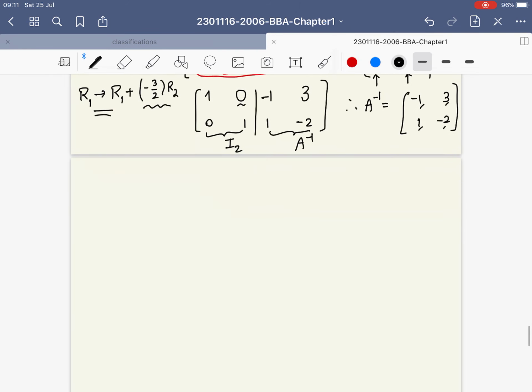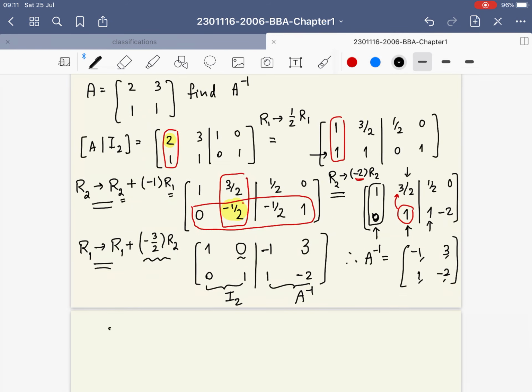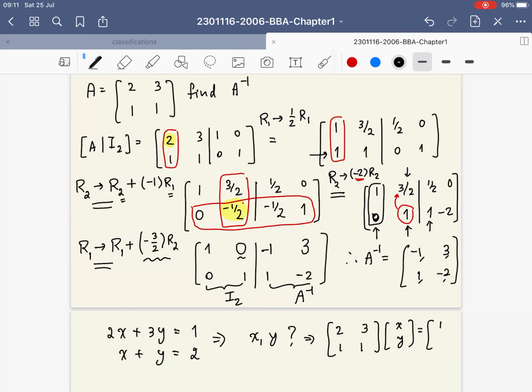Let's say that we got 2x plus 3y equals 1 and x plus y equals 2, and you need to solve for x and y. So what is your coefficient matrix? It is 2, 3, 1, 1, and your variable is x and y, and your constant matrix on your right-hand side is 1 and 2. So here we get Ax equals B.